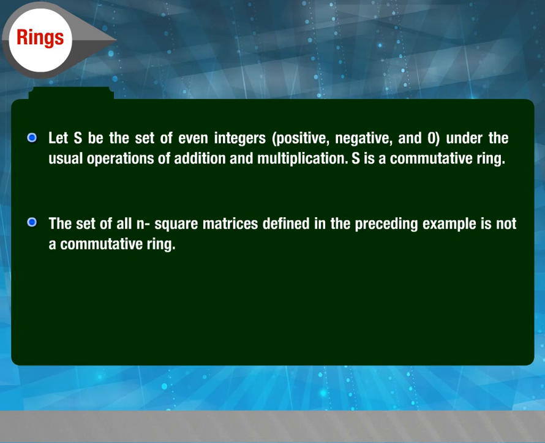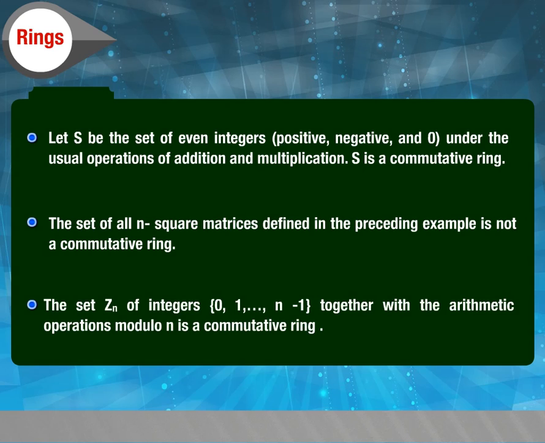The set of all n by n square matrices defined in the preceding example is not a commutative ring. The set Zn of integers 0, 1, and so on up to n-1, together with the arithmetic operations modulo n, is a commutative ring.